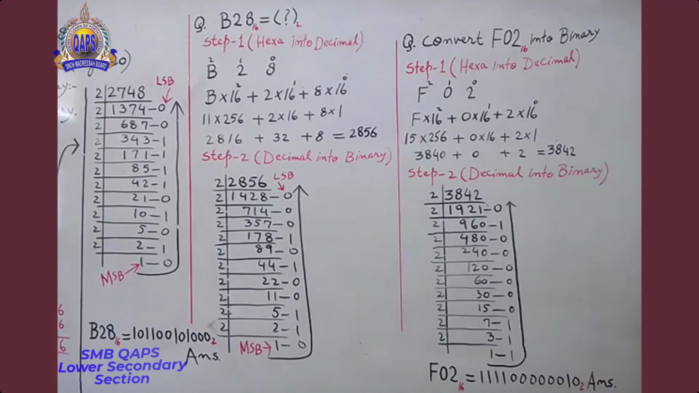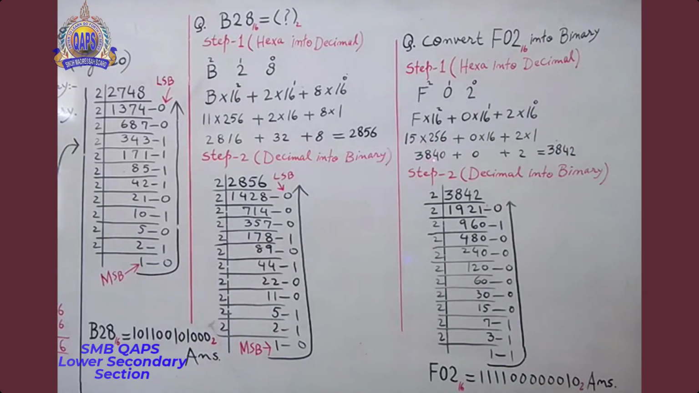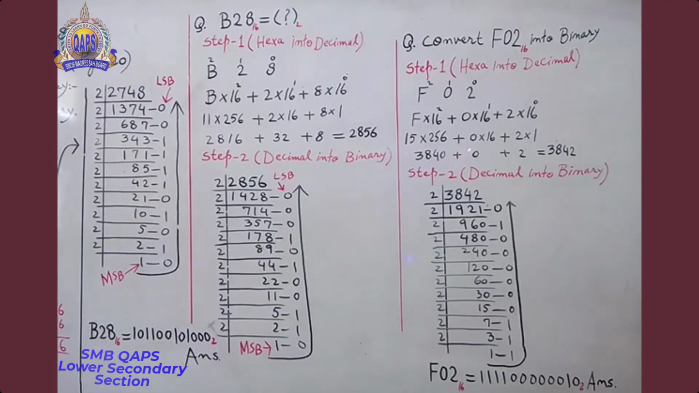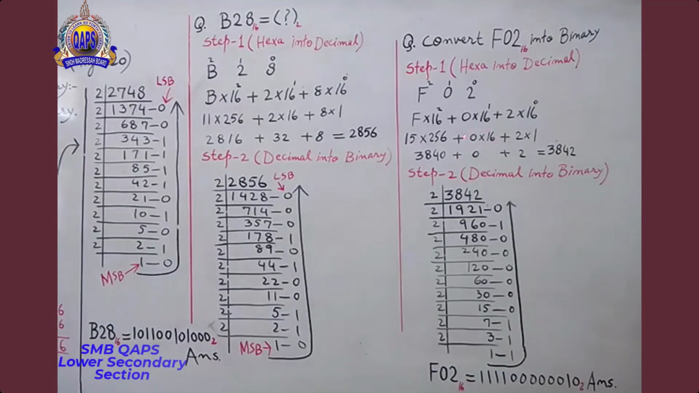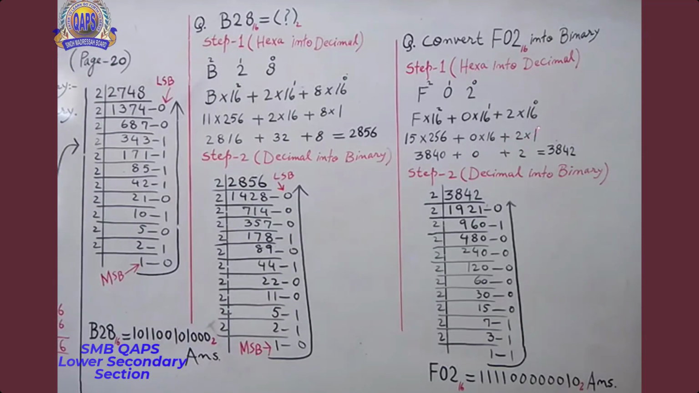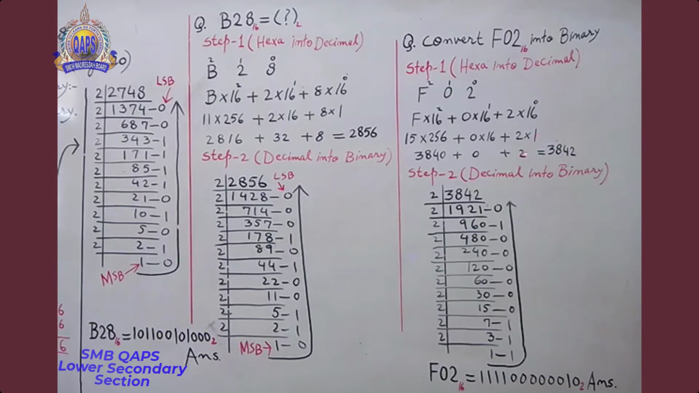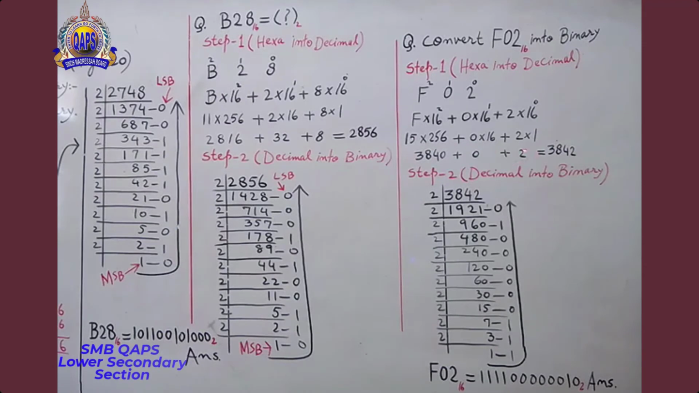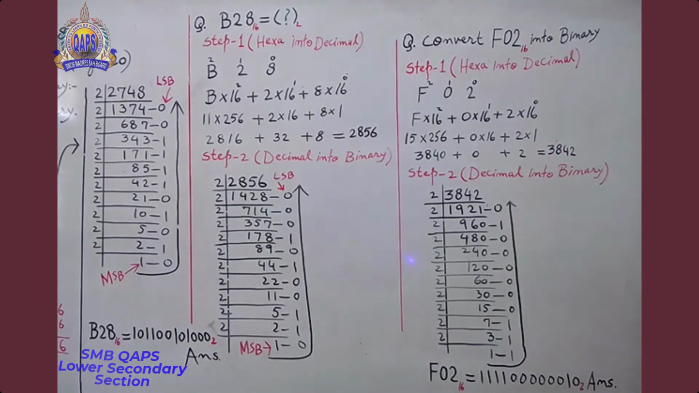Okay, so 15 multiplied by 256, answer 3840, plus 0 multiplied by 16, answer will be 0, plus 2 multiplied by 1, answer will be 2. Add all these three things, the answer will be 3842.